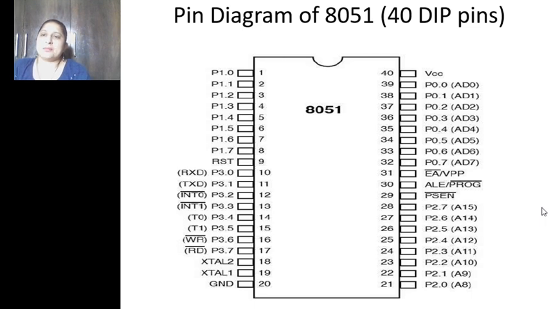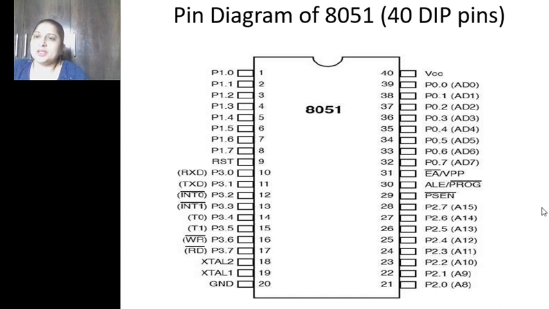First we will start with pin number 1 to pin number 8, which are labeled P1.0 to P1.7. That means we can use these pins as P1, that is port 1 of 8051, and we know that P1 is an 8-bit input output port. That means we can use these pins as input output pins. They perform the input output function. This is a bidirectional port.